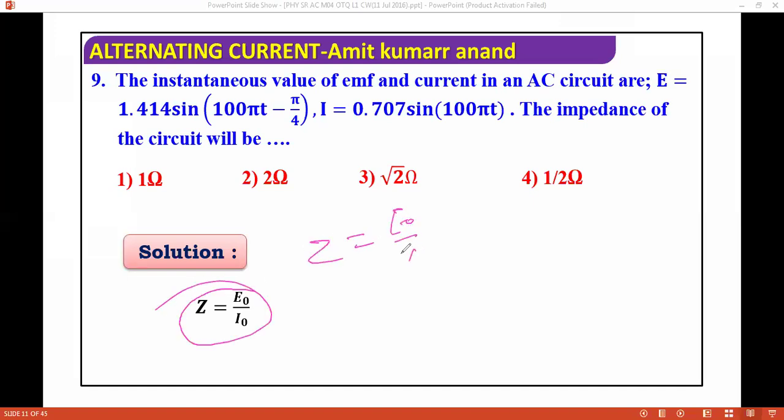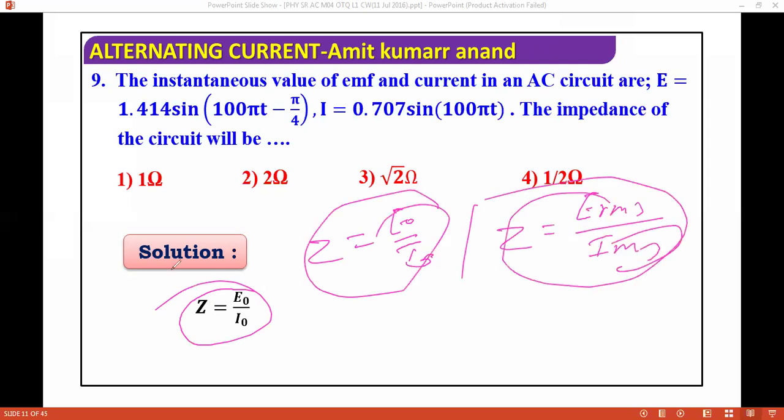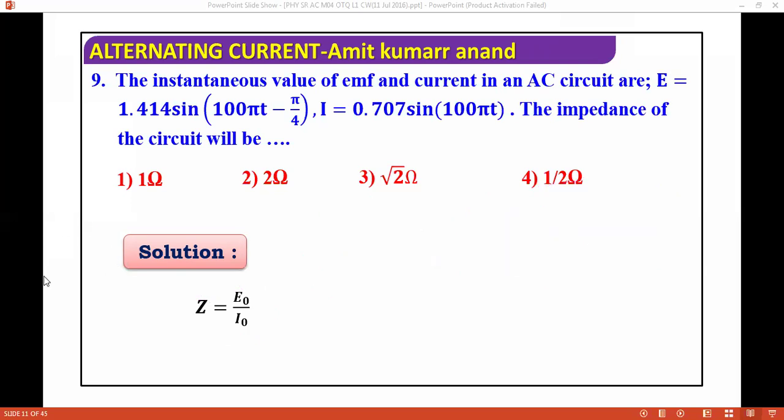Also, I can write this formula, and also I can use this formula: Z is E RMS by I RMS. E RMS by I RMS. Please keep it in your brain. This is very important. Anyone got this question? Do it. Learn it.